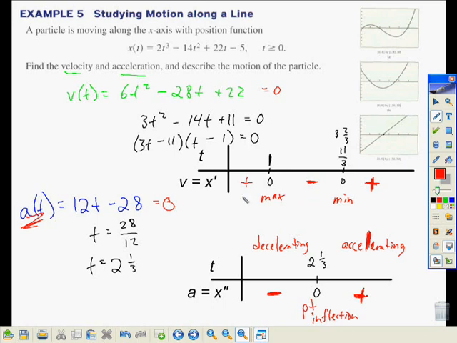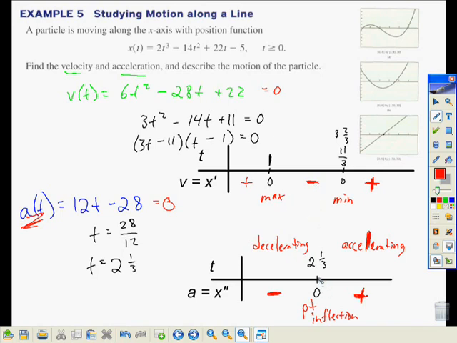You want to interpret it as what's actually happening. So as we describe the motion of the particle, the velocity is positive, but it's slowing down here. And then our velocity is negative. It's still decelerating, which means we're moving backwards here.